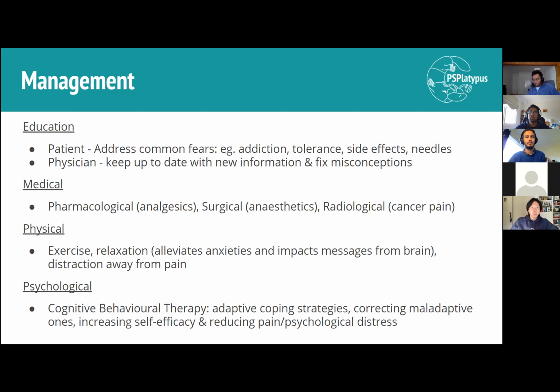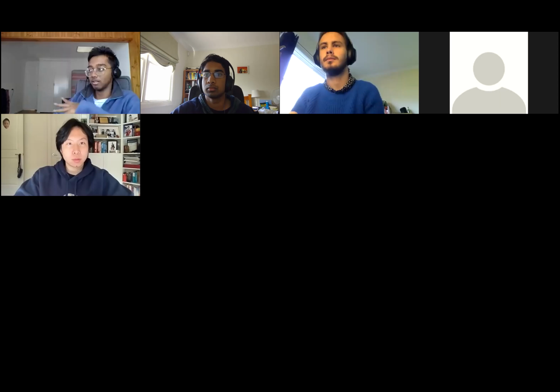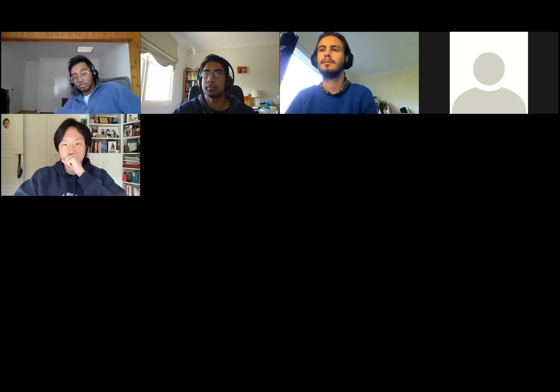Psychological, so this is the key one. For chronic pain, as we talked about earlier, we have cognitive behavioral therapy, where we focus on things like adaptive coping strategies, correcting maladaptive ones, increasing self-efficacy, reducing pain and distress, and things like that. And that concludes medicine of the mind. So drop any questions if you have any.